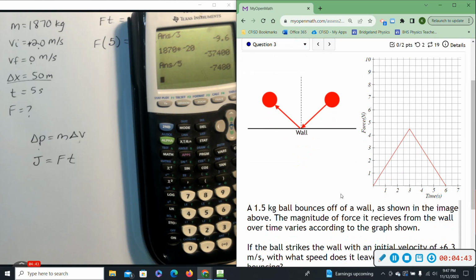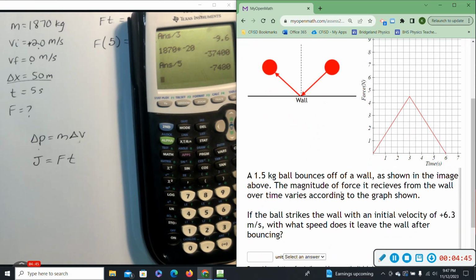Question 3, you've seen this before. It says, a 1.5 kilogram ball bounces off of a wall as shown in the image above. The magnitude of force it receives from the wall over time varies according to the graph shown. If the ball strikes the wall with an initial velocity of positive 6.3 meters per second, with what speed does it leave the wall after bouncing?